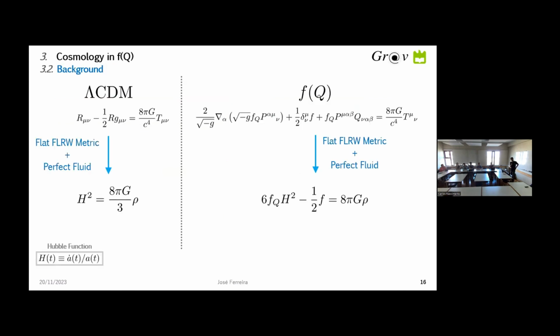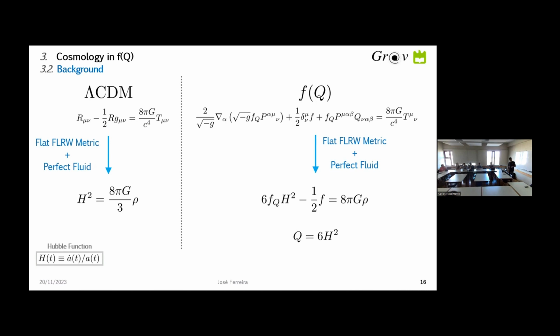So where does it change? Because we don't have the standard field equations. When we introduce our cosmological assumptions, we get a modified first Friedmann equation instead of the usual one, where H is simply the Hubble function, which is the time derivative of the scale factor divided by the scale factor.